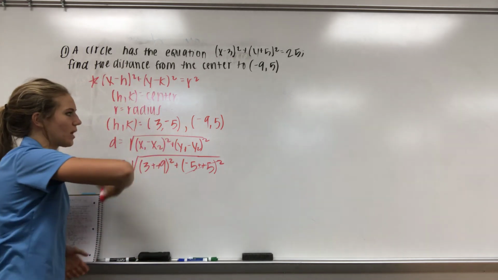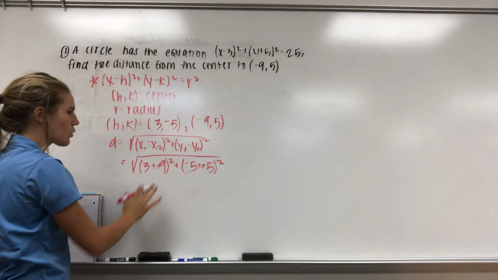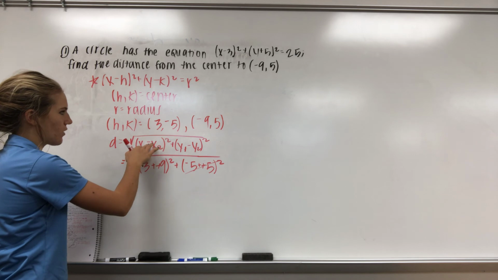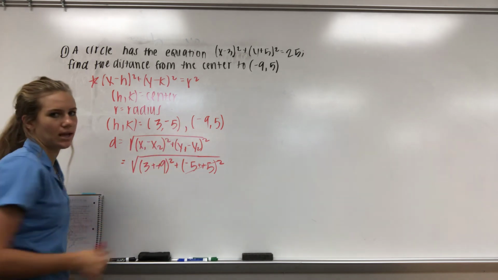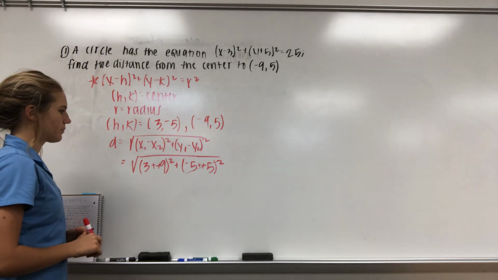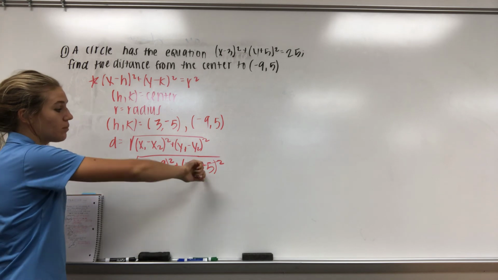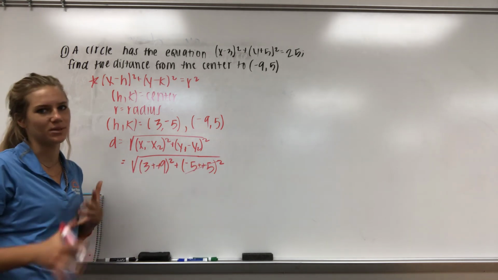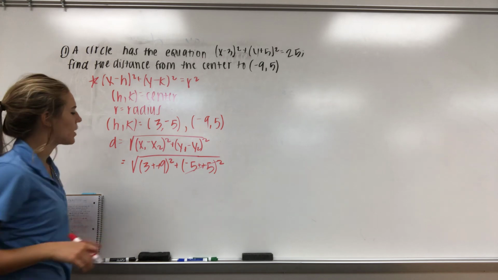So that's exactly what I did, just plugged my coordinate points into the equation. Make sure you're careful with negative signs, double negatives turning positive. And then here we have -5 plus 5, so I know -5 plus 5 is going to be 0. So I don't have to worry about that one.